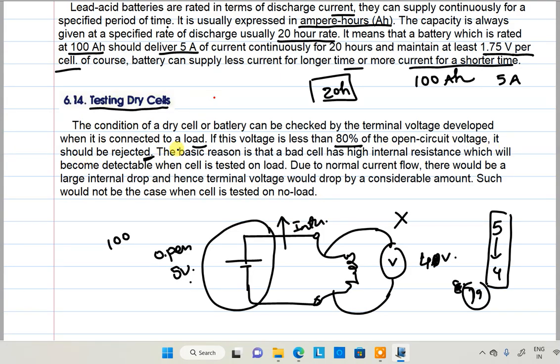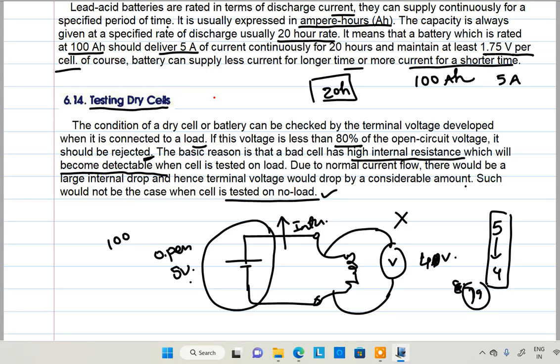If the voltage available is less than 80%, it is rejected. For example, again 100 volt: if the available voltage is 80 volt or more, it is preferred. The basic reason is that whenever cells have a high internal resistance, it becomes detectable when the cell is tested on load, because the normal current flow would cause a large internal drop and the terminal voltage would drop considerably. Whenever you connect to the load and the voltage drops, the internal resistance is very high.